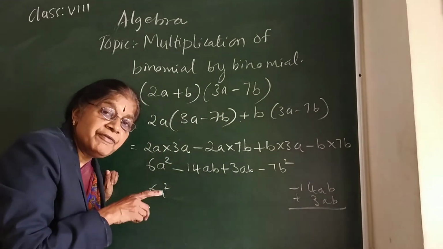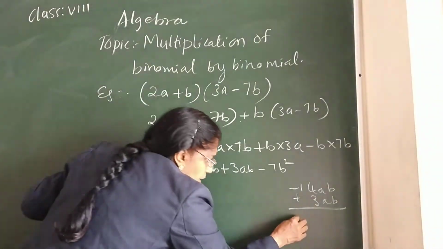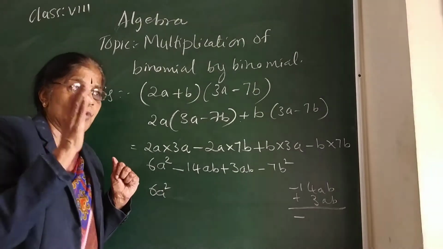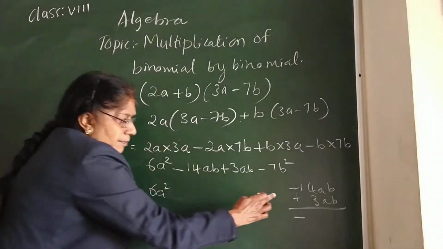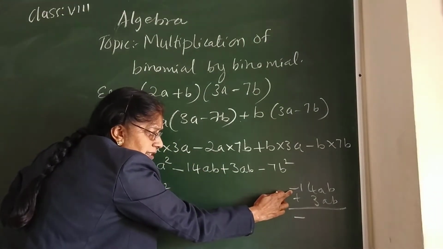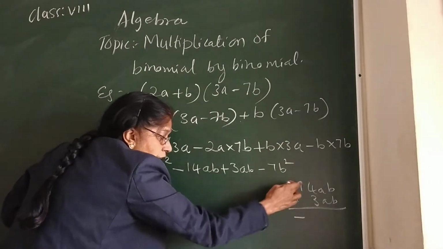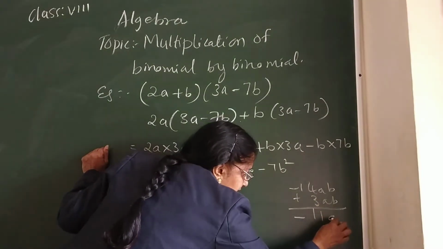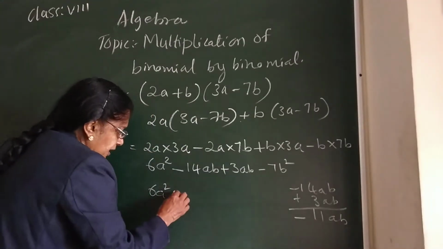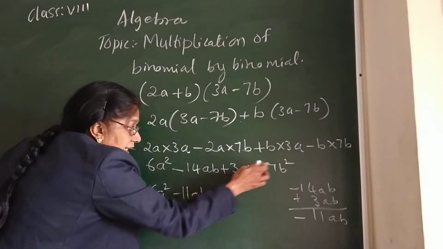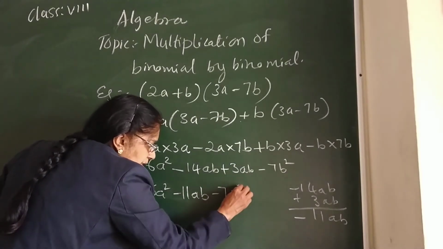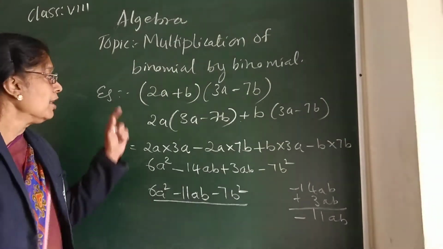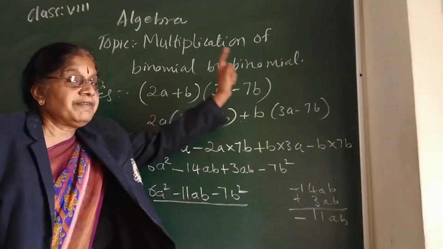14. What is the sign before it? Minus. So the answer will also take minus, because the rule says from a greater number you subtract a smaller number and keep the greater number's sign. What is the greater number's sign? 14, and the sign is minus. 14 minus 3, 4 minus 3 is 1. 1 will stay, so it will equal minus 11ab. This will remain as it is, minus 7b square. So this is your answer. That is, 3 terms will come when you multiply a binomial with a binomial.